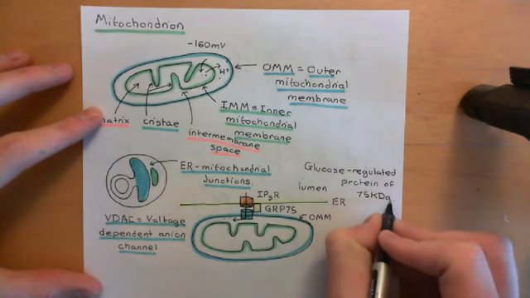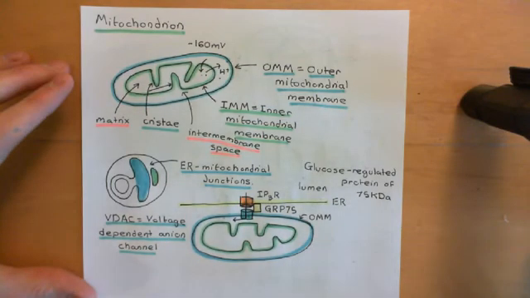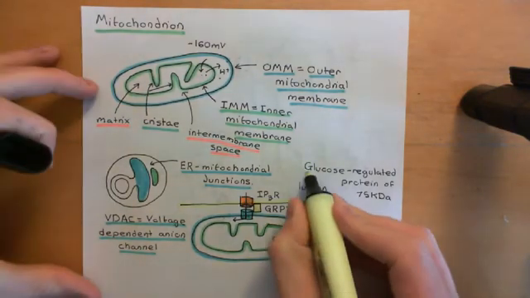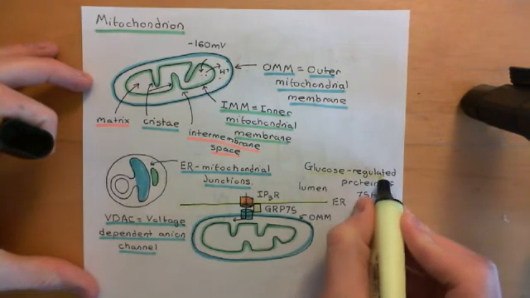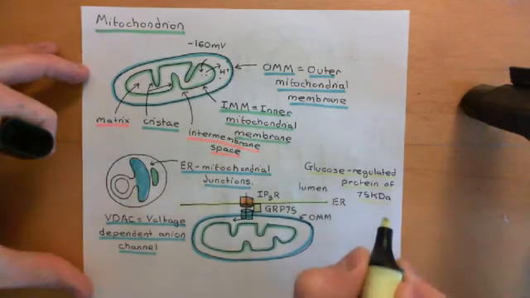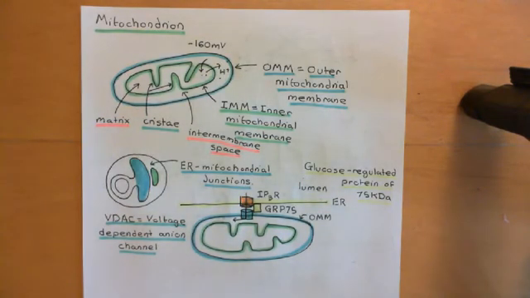Remember, 1 dalton is the weight of a proton. So 75 kilodaltons means this is a big molecule: 75,000, the weight of 75,000 protons, basically. So it's a big, big molecule.